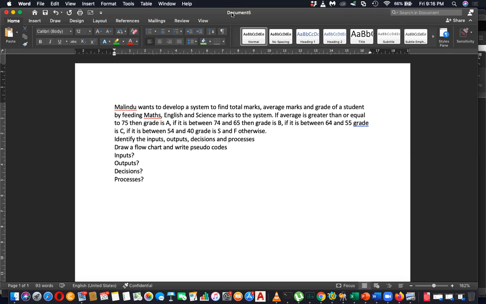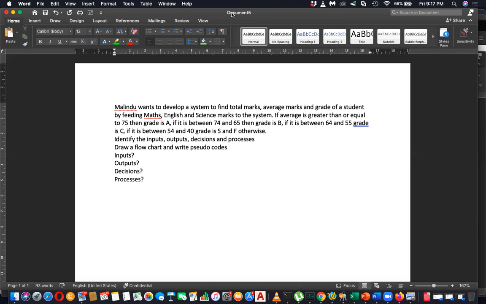Sequence, selection. So basically we have three control structures. The first one is sequence: instructions are executed one after another. The second one is selection: instruction flow is selected based on a decision, and this is an example of selection. The third one is repetition: instruction flow is repeated until a certain condition is satisfied.